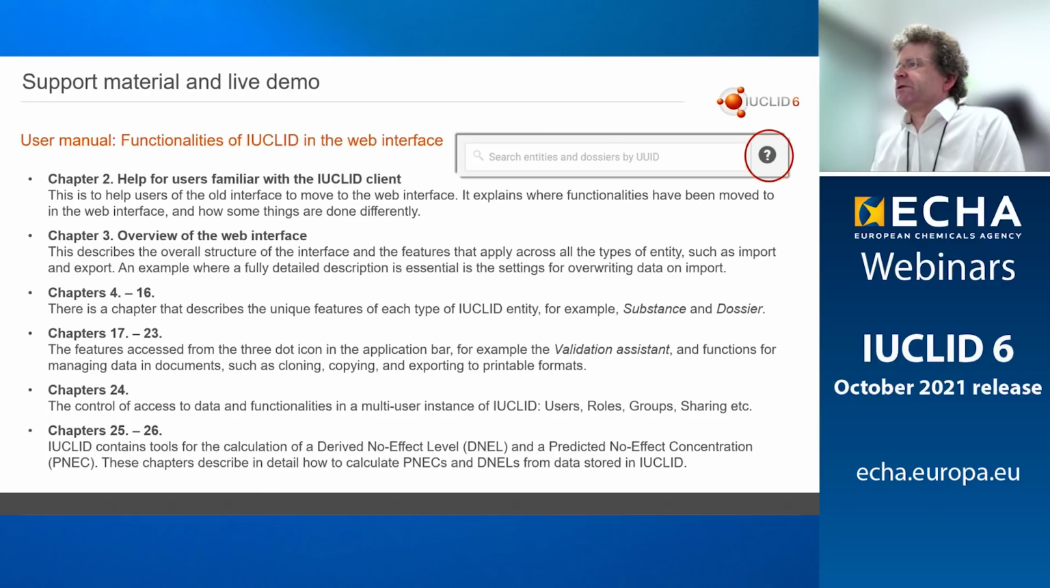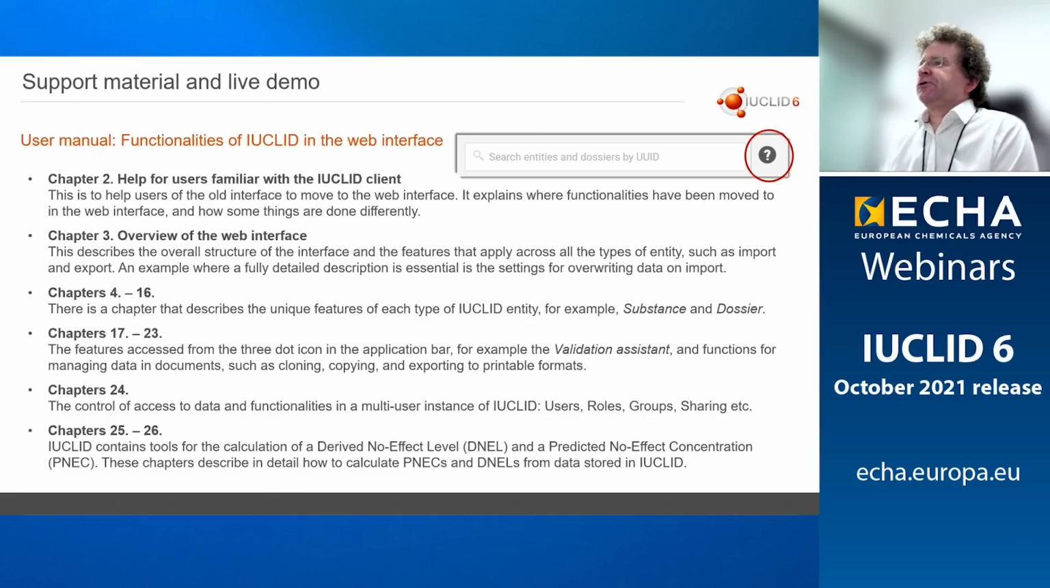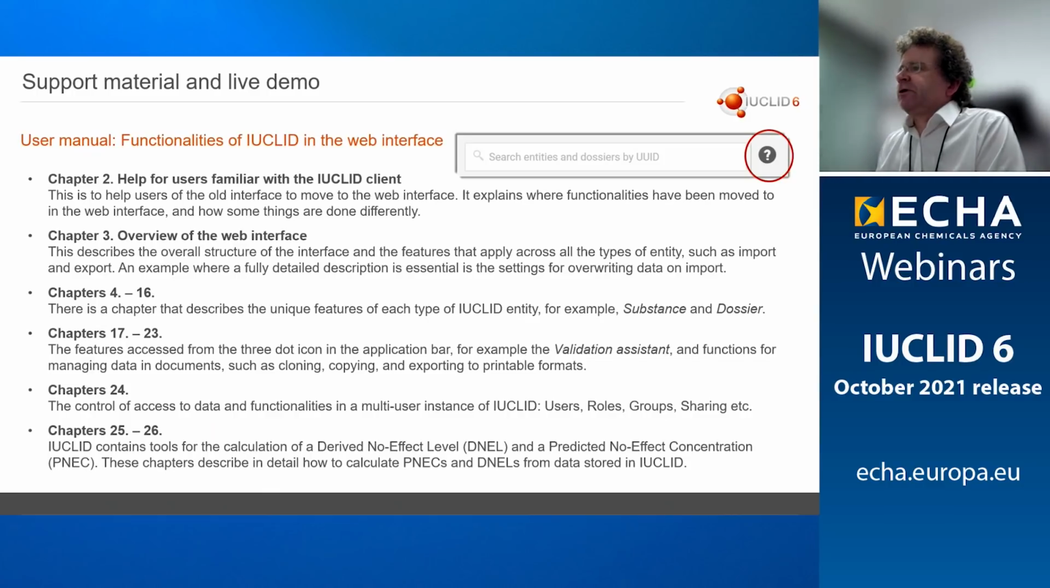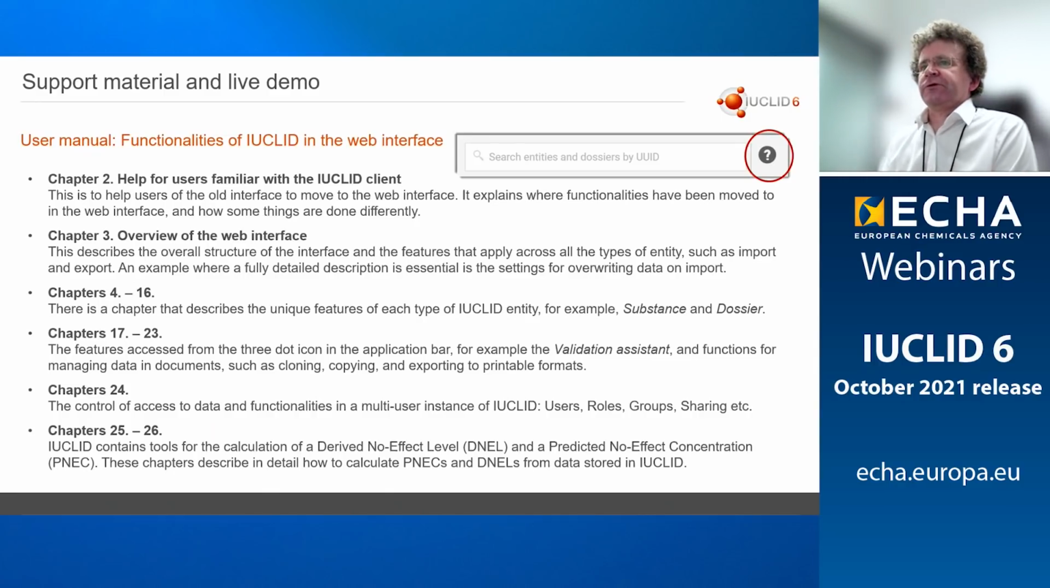And chapter 3, this is an overview of the web interface. It describes the overall structure of the interface and the features that apply across all types of entity, such as import and export. An example of something which really does deserve a full description, because it's not completely obvious, is the settings for overwriting data on import, and they are fully described in the manual. Now there is a chapter 4 to 16. These chapters describe the unique features of each type of Euclid entity, for example, substances and dossiers.